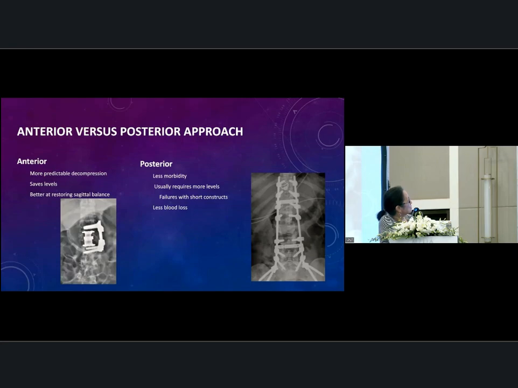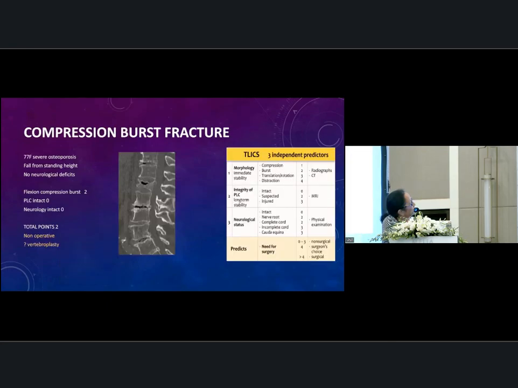Generally, with the anterior approaches, there's a more predictable decompressive aspect to the surgery. It can save the number of levels that need to be involved in the surgery and better restore sagittal balance, which is the natural alignment of the spine. The posterior approaches have usually less morbidity, but do usually require more levels because often there is failure with the short constructs, and usually there's less blood loss.